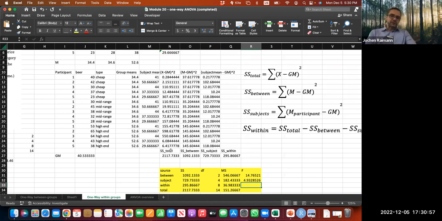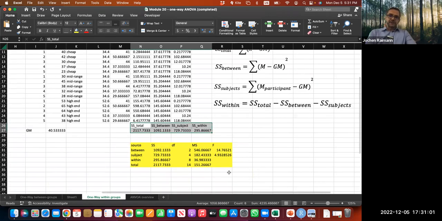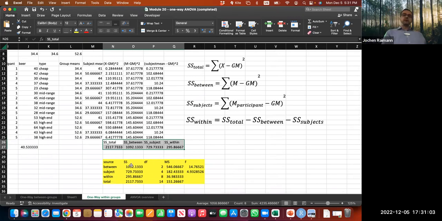So you calculate those four different sums of squares, and then the rest is just an understanding of the source table, where you have for the within groups an additional line where you take into account that the subject takes a part of the total variability. Once you understand the subject, you can take this out and reduce it only to the comparison between groups and within groups.